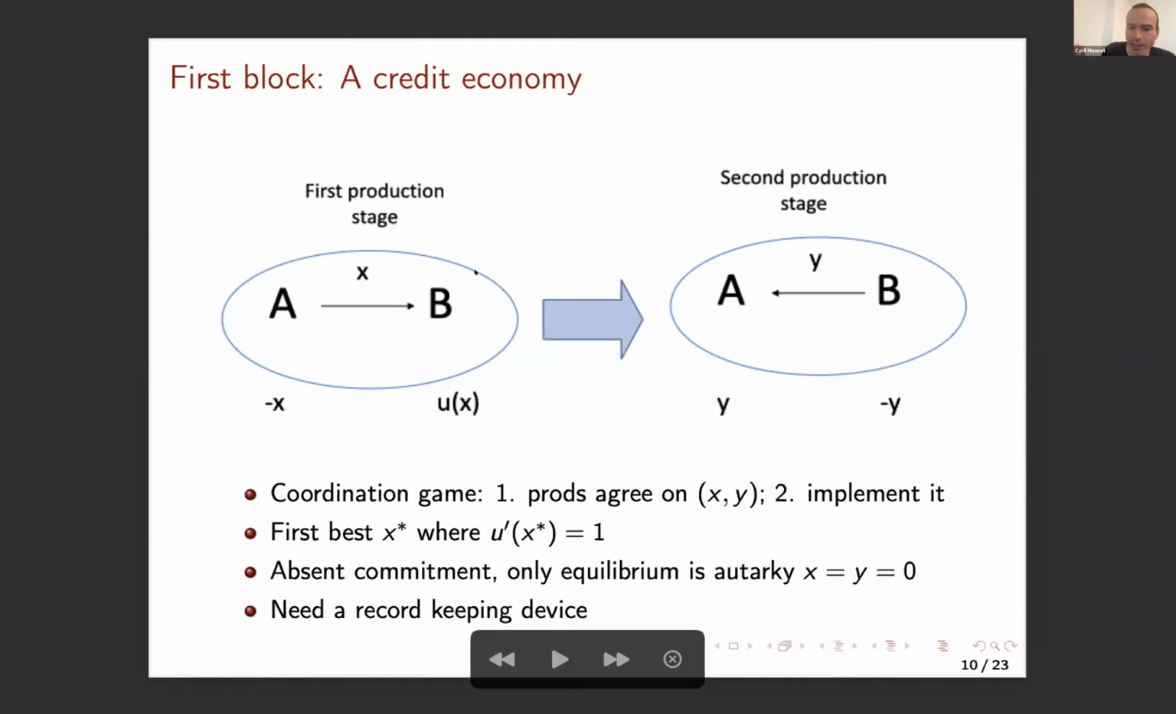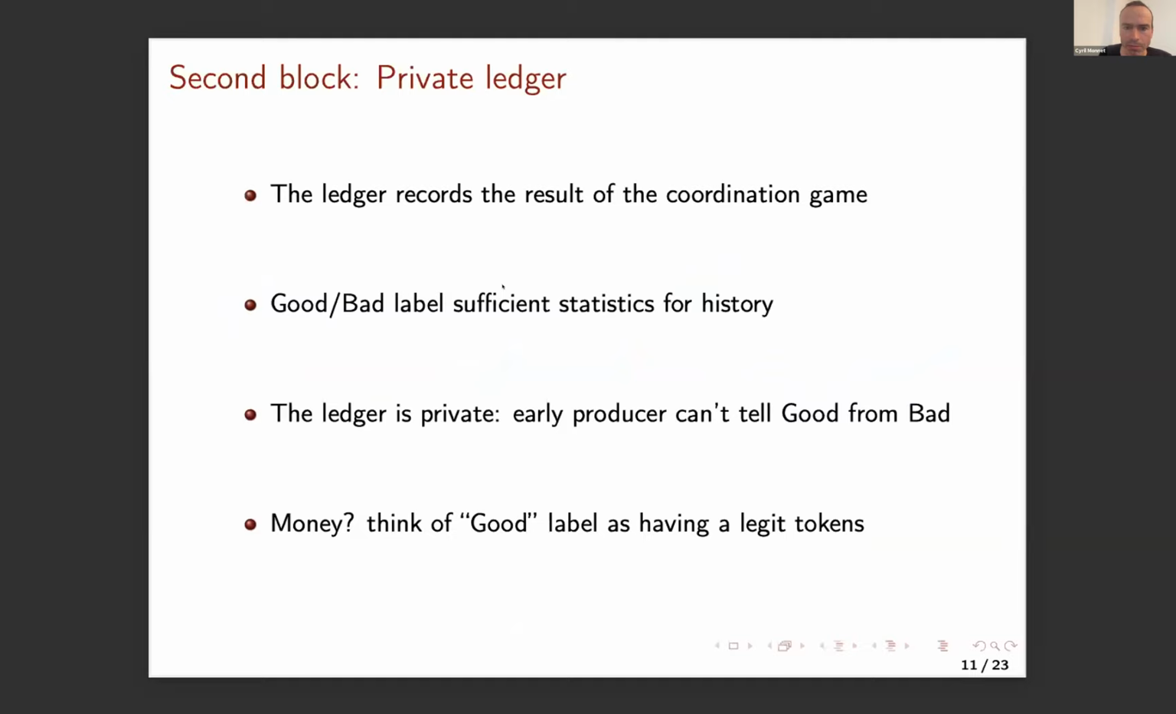Okay, so here is the ledger. That's why we need a ledger here. We introduce the idea of a ledger because it's a digital credit economy. So the ledger is going to record the results of the coordination game. And of course, here you can summarize all the history by labels. So good and bad labels.